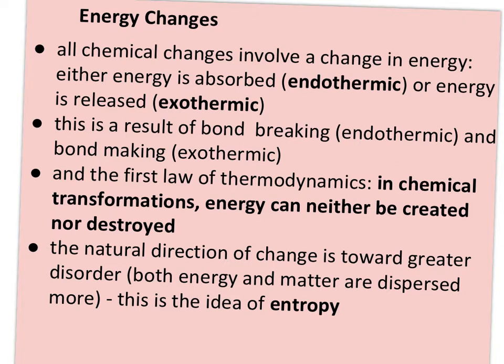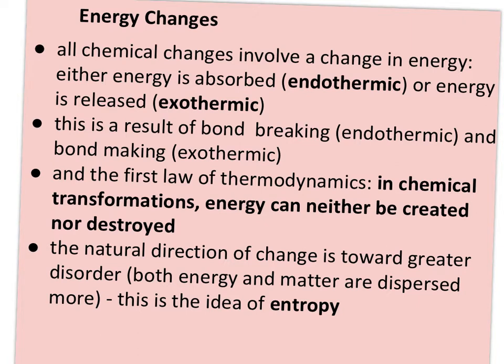All chemical changes involve a change in energy. Either energy is absorbed or energy is released. When it's absorbed, we call it endothermic, and when it's released, we call it exothermic. The reason for this is that a chemical change involves breaking bonds and then making new bonds. Bond breaking requires energy, or is endothermic, and bond making is exothermic. Those two activities do not require the same amount of energy, so either there's more energy for bond breaking or more energy for bond making.